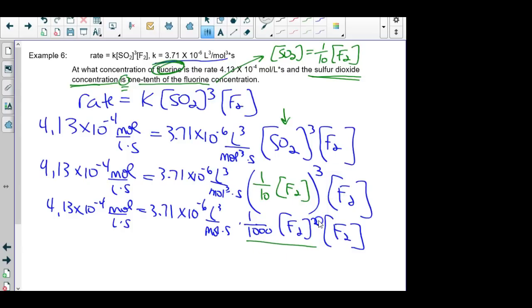Oops, I apologize. That should be a 3. Let me fix that. I got a little carried away here. Apologize for that. And then F2. Let me go over that again because I had written a 2 by accident. 1/10 cubed is 1/1000th, and F2 cubed is F2 to the third. So we can take this a step further.